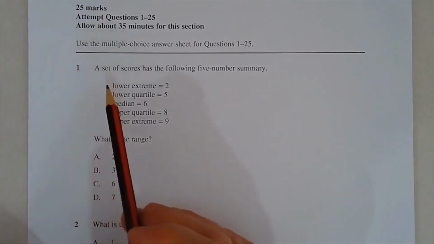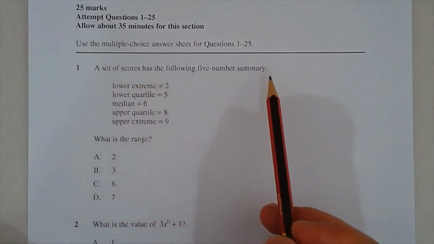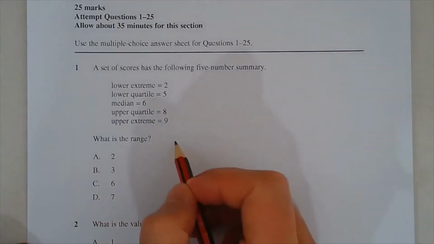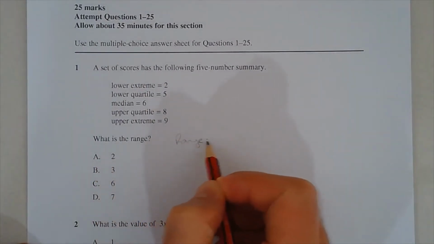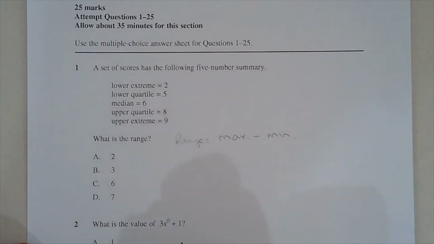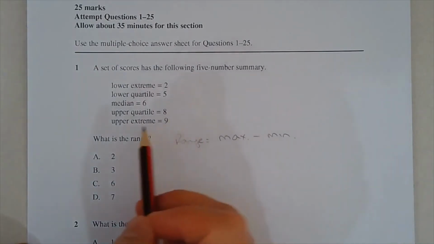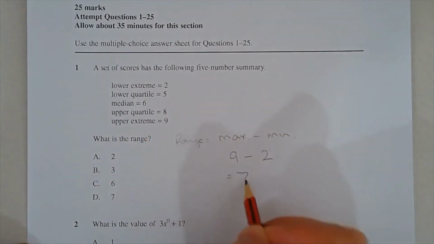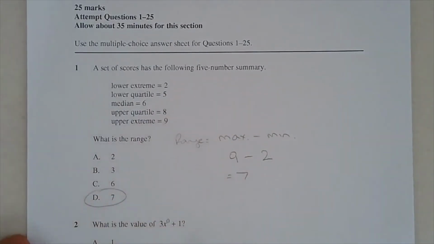Question 1. A set of scores has the following 5-number summary. What is the range? Now the range is equal to the maximum score minus the minimum score. So this is our maximum score, 9 minus 2, which equals 7, option D.